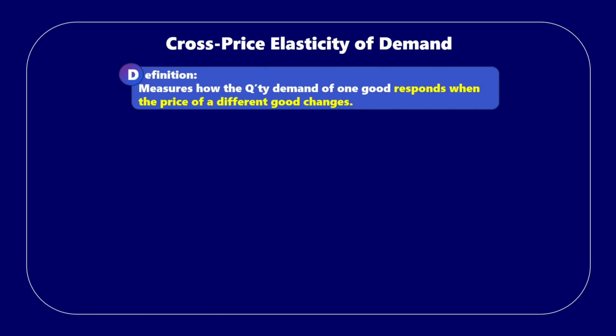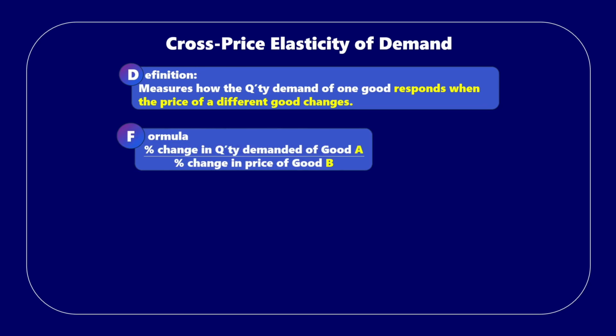Now let's move on to cross-price elasticity of demand. The simple definition here is that it measures how the quantity demanded of one good responds when the price of a different good, like a complement or substitute, changes. And here's a formula we use to calculate it.